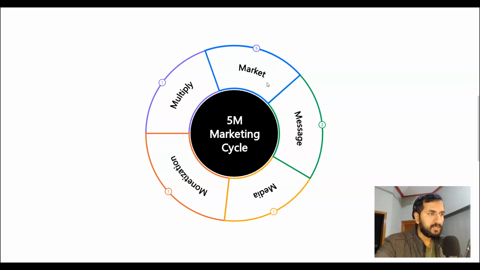Now, talking about the market part, this is our main targeted audience that we are going to sell our online course to, and we have to understand our market and get some solid data about their demographics and psychographics. Once we have a good foundation at this stage, we go to the second stage, which is our message, and we create our marketing message. Then we move to the third stage, which is our media, where we post our message and try to reach out to our market or attract our market here.